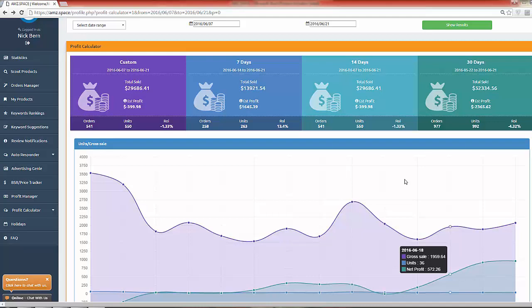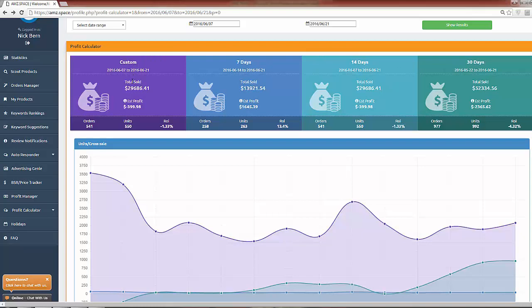Now, if we're looking at this main page, we can see in the top left here, we have a date range. We can select yesterday, this week, this month, and this year. To the right of that, we have a custom date range. And for the sake of this video, we have selected a 3-week custom date range from June 7th to June 21st. Now, if we're looking below that, the first 4 panels, we see the custom panel, the 7-day panel, the 14-day, and the 30-day panel.